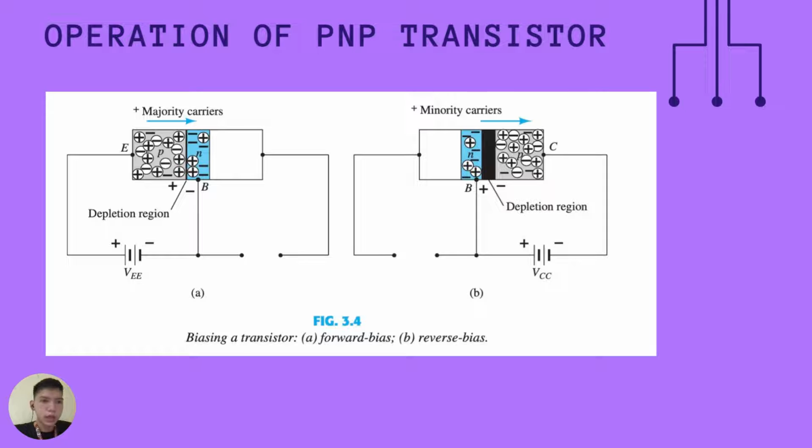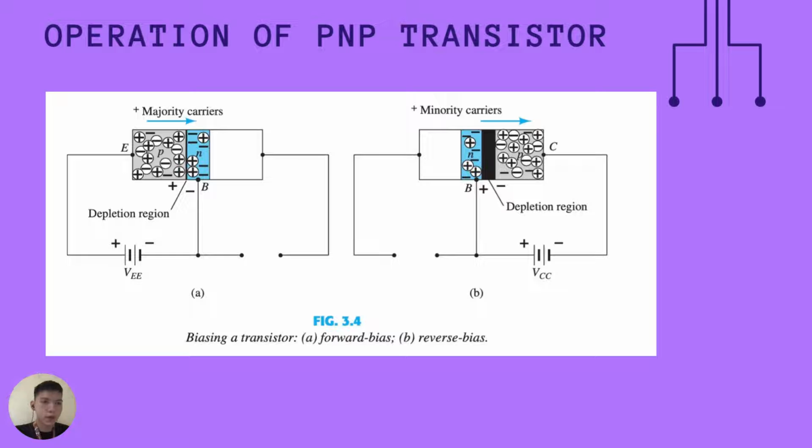So sa imuhang A, naga-show lang siya og kanang similar to a forward bias diode. So ang majority carriers nimo holes flows from E to B and the minority carriers which is ang imong electrons flows from B to E. So resulting in the small depletion region, this means that the current flows heavily from E to B.